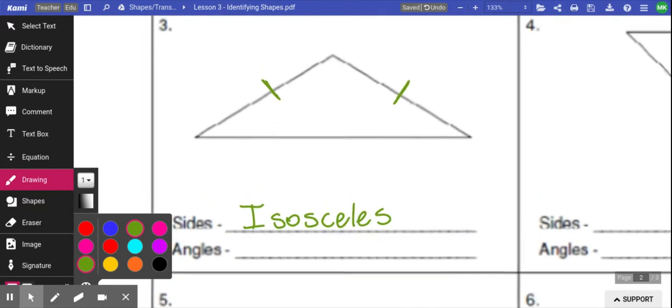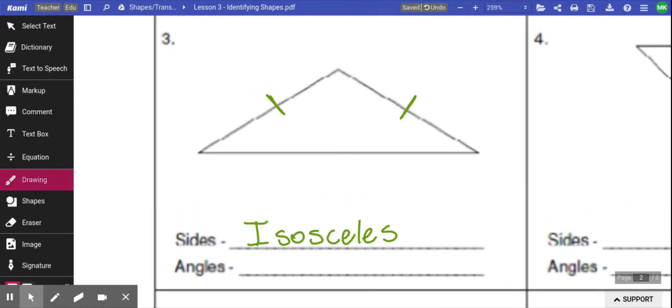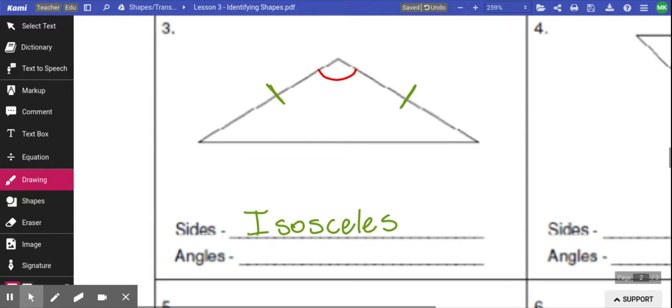Then I want to name this based on the angle. The angle on this one, if I look here, that looks to me like it's opening wider than a 90 degree. So if it's bigger than a 90 degree, we would say that that thing is obtuse.